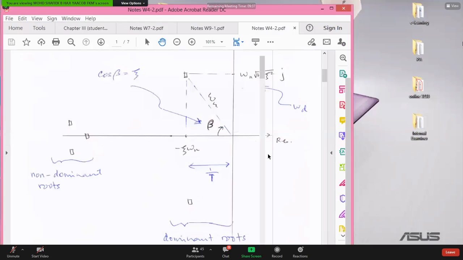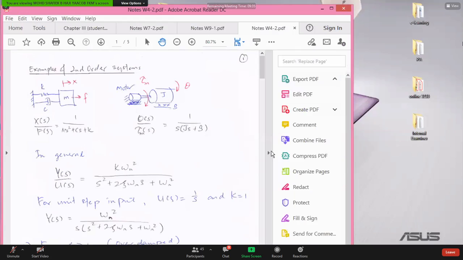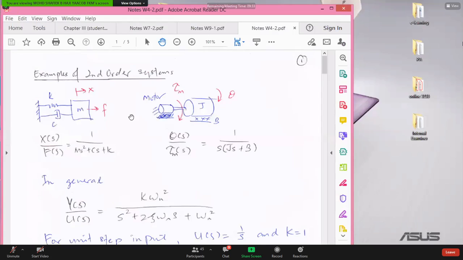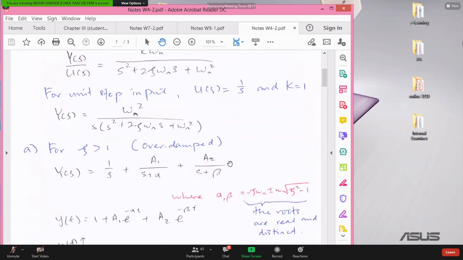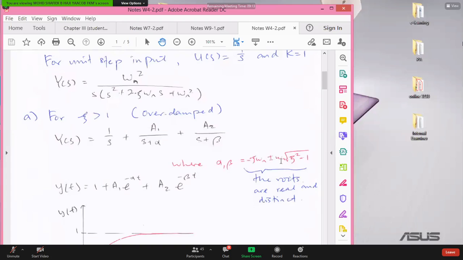Okay, so this is our second order system. If you look back, the denominator is written s squared plus 2 zeta omega n s plus omega n squared. So the roots of this quadratic equation, we already know that. These are the roots: negative zeta omega n plus and minus omega n times the square root of zeta squared minus 1.